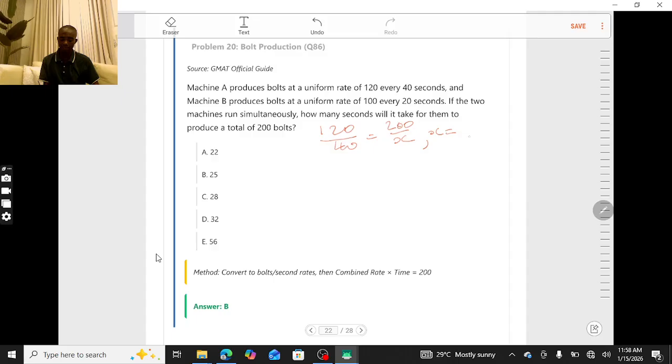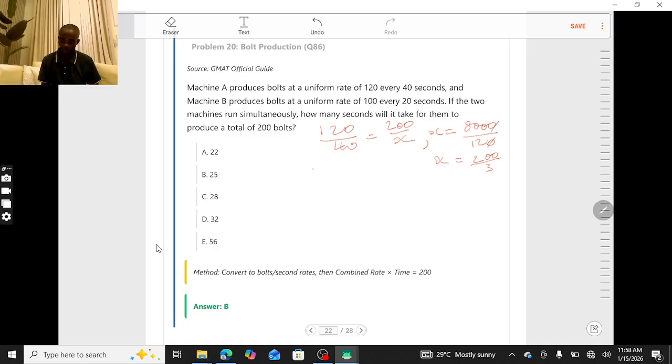S is 200 times 40, which is 8,000, over 120. At least the 0 will cancel 0. Let's see what is remaining. 4 can go into 800, which is 200. So 200 over 3. Do you agree with me? Yes. Then we do the second one.